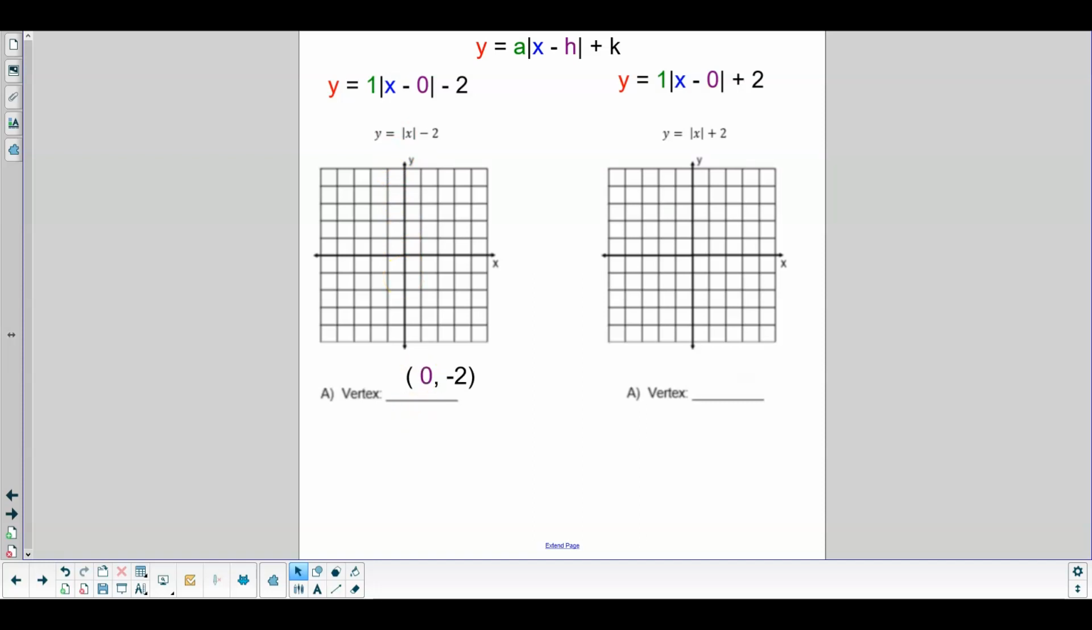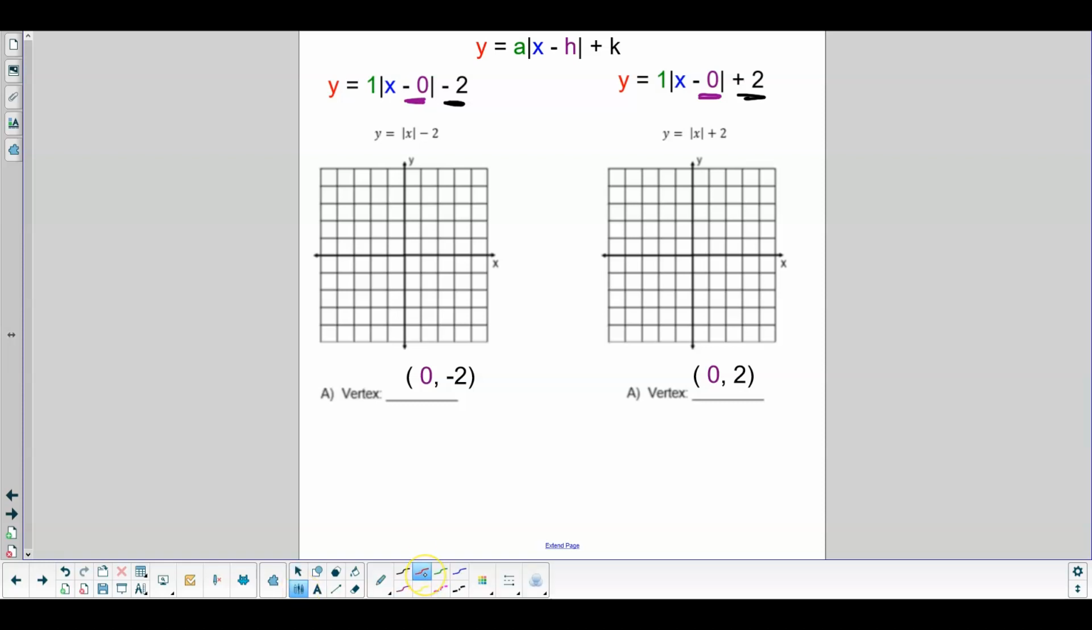Okay, and just like before, make sure you're looking at the 2 numbers that are your h and k. So this number here with the x is your h. The number outside to the right is your k. Same thing with this one, h and k. So if you didn't already have a vertex, please write that one in. 0, 2 for the second one, and 0, -2 for the first one. All right. This becomes a little easier if you know where the vertex is.